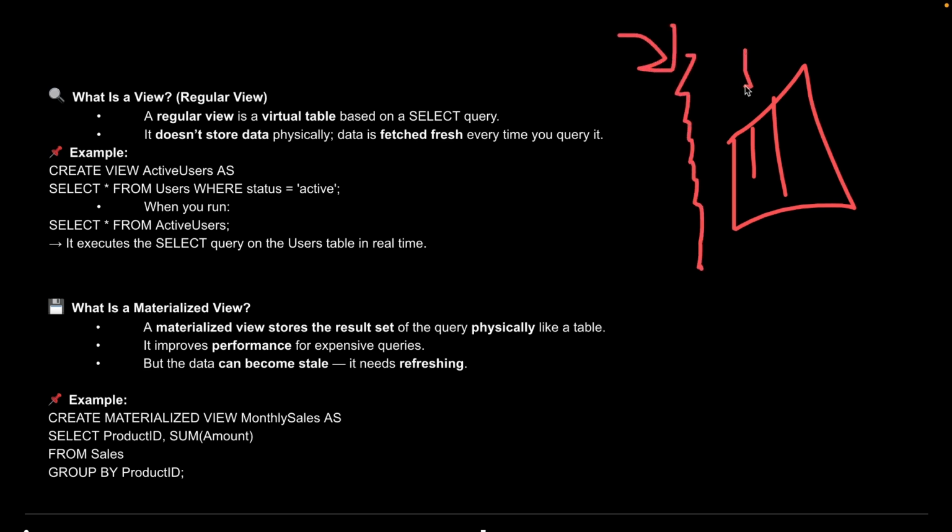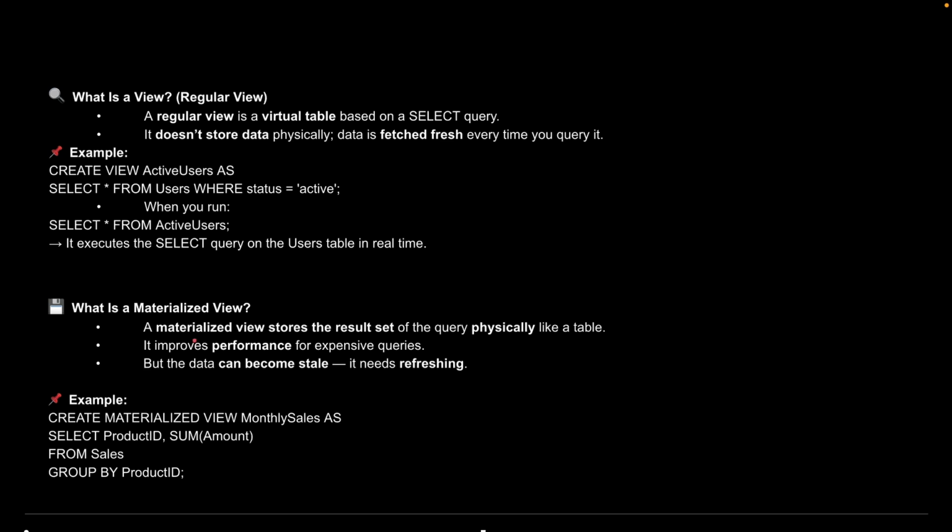So this is a physical table, and the view is on top of this. Now a viewer views the data with the view. So let's understand this. Remember, it's a virtual table, and it's based on a select query. So you always have to come up with a select query when defining a view.